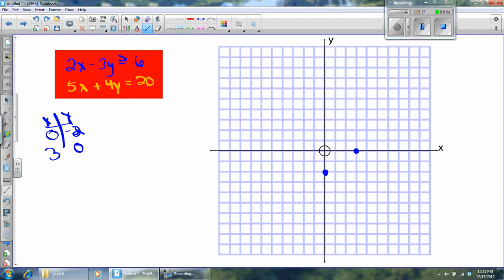Do I have a solid line? I think I do. 1, 2, 1, 2, 3, 1, 2, 2, 3. It's going to look like that.